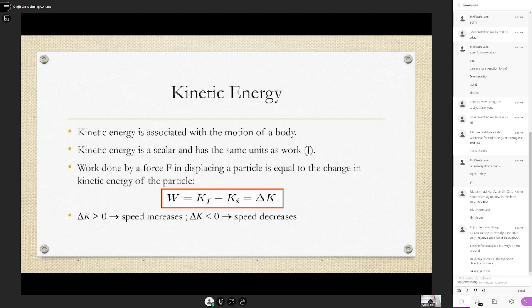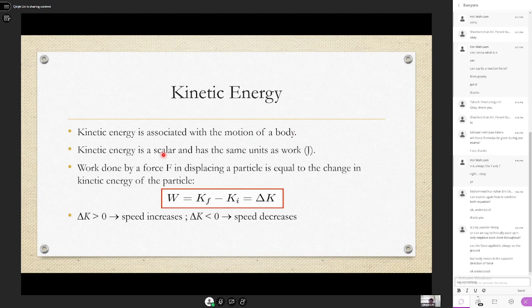Now we come to kinetic energy, which is half mv squared. It's associated with the motion of the body. Kinetic energy is a scalar. When it is a scalar, that means it is not a vector. In other words, there is no direction to it. Energies have no direction. Energy doesn't point anywhere. Forces can point somewhere, acceleration can point somewhere. But for energy, we just talk about how much energy a system has. There is no direction to it.